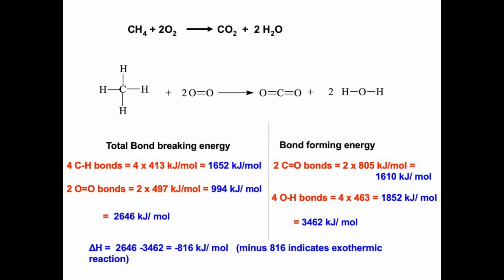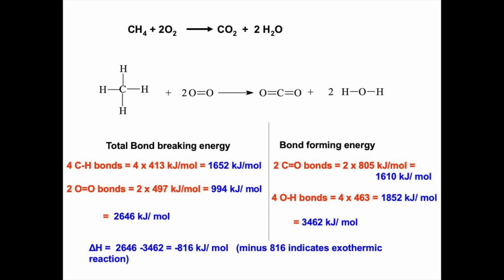To work out part C, the overall energy change for the reaction, delta H, I do bond breaking energy minus bond forming energy. So we have 2646 bond breaking energy minus 3462, which is the bond forming energy, and that gives me minus 816 kilojoules per mole as the energy change in this reaction.